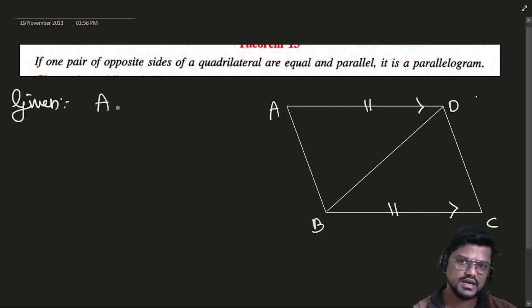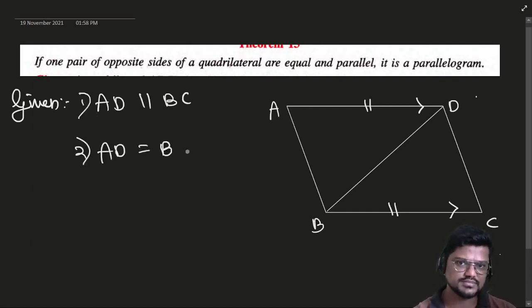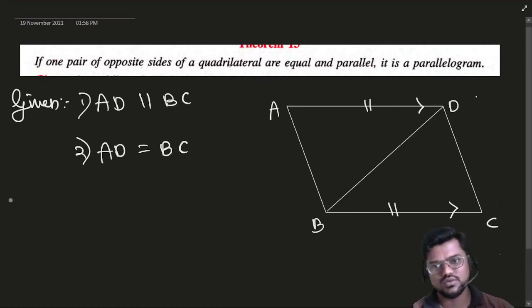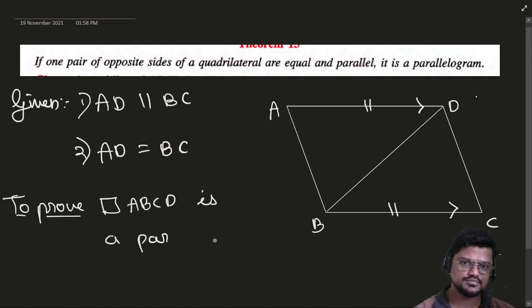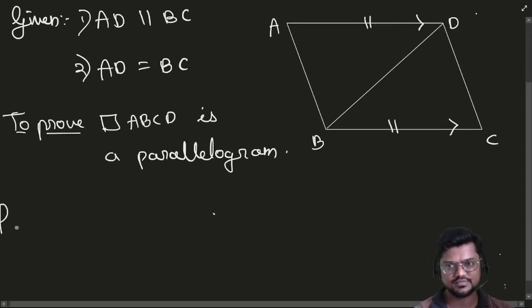What is given? AD is parallel to BC. This is the first thing which is given, and the second thing which is given is AD is equal to BC. This is what you know, right? Now what you have to prove? You have to prove that quadrilateral ABCD is a parallelogram. You need to prove this. Now let's write the proof.